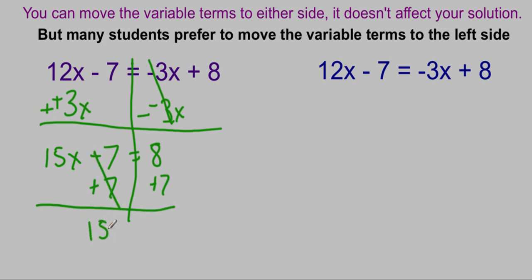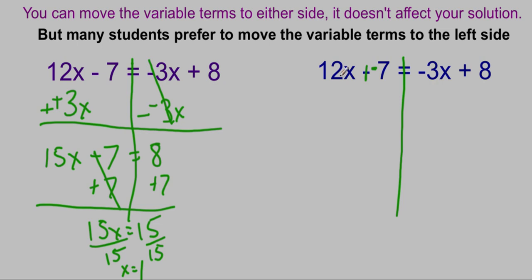I get 15x is equal to 15, and then I divide both sides by 15 and get x is equal to 1. Now let's see that exact same one in reverse. Let's move the x's over here to the right-hand side. To do that, since I'm going to leave the 7 alone, I want to make this into adding the opposite.